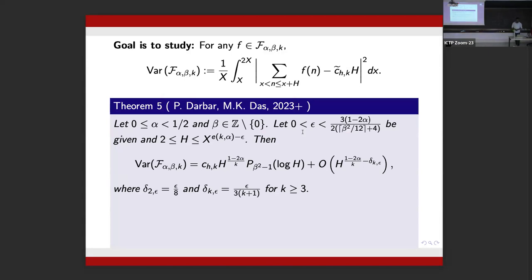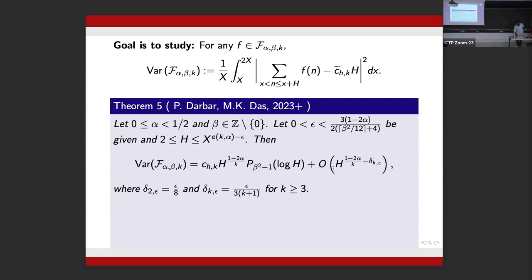Then we prove in the first theorem, if we take alpha from 0 to half, and beta is an integer here, in this case we restrict epsilon that depends upon alpha and beta. When h goes up to a certain x to the power of an exponent, which I will describe later, it is a bit difficult, so I will define all exponents later. Up to this exponent of the short interval, we get an asymptotic formula, with C_{h,k} again some long expression we are not writing here. It is times h^{1-1/k} times some polynomial of degree beta squared minus 1 in log h, plus some error.